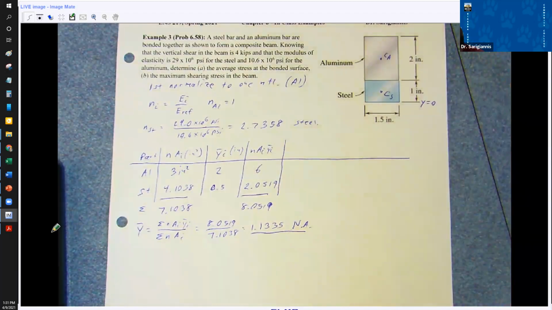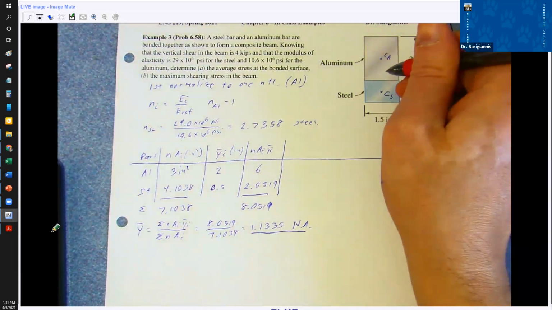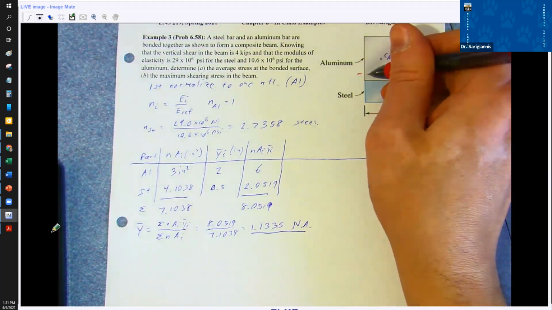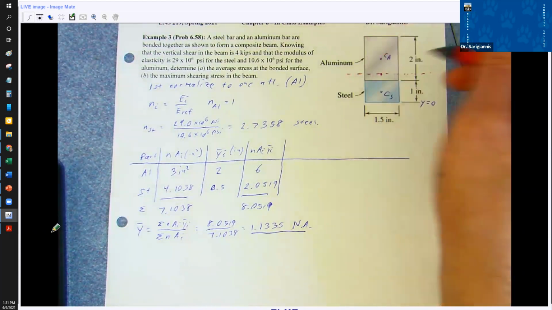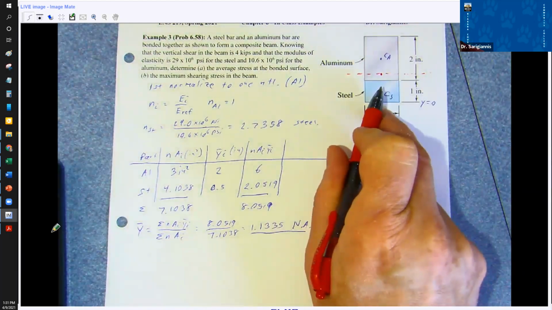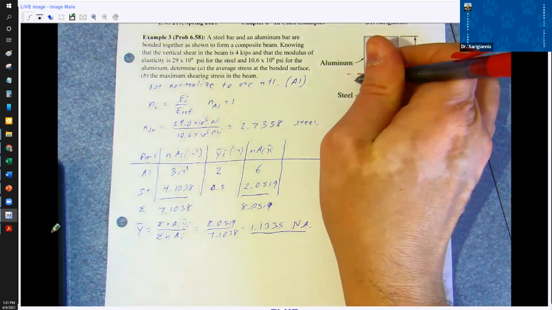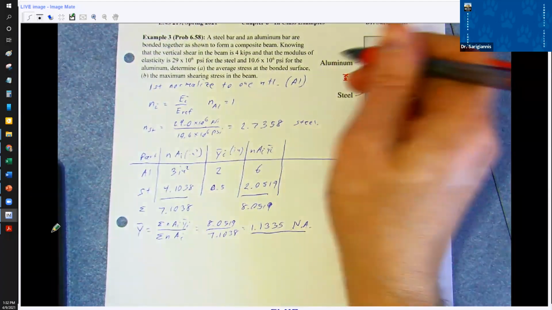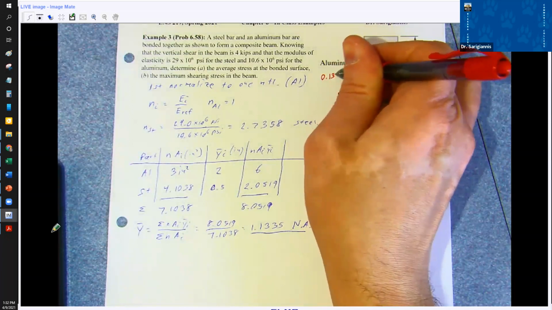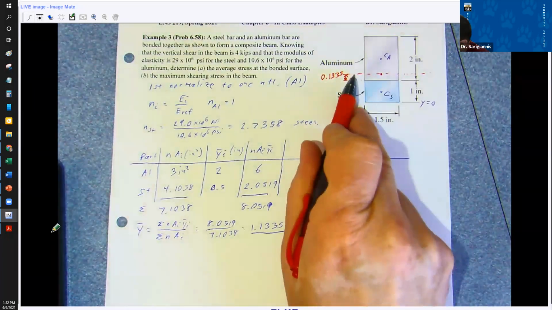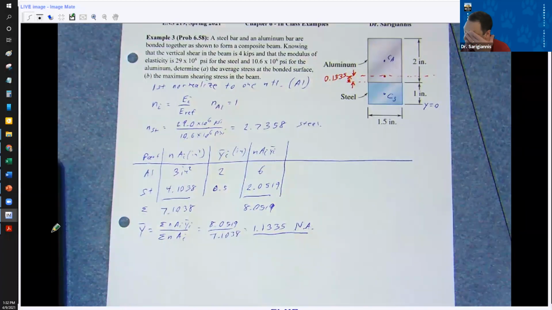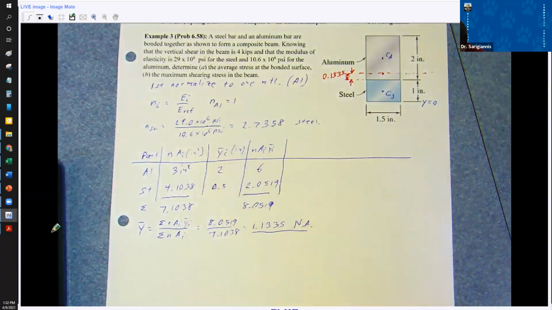So let's look at approximately where that falls. 1.13. So I'm going to exaggerate it a little bit. This distance here, this height, is 0.1335. I should have put the arrows on the top. Right, because this is already 1 inch. So this is our total centroid right here. I'll write it in red.